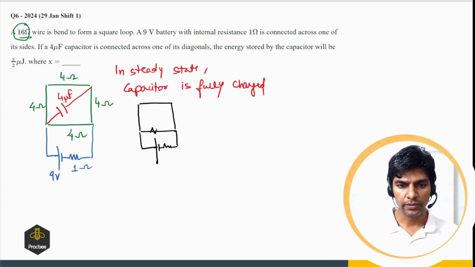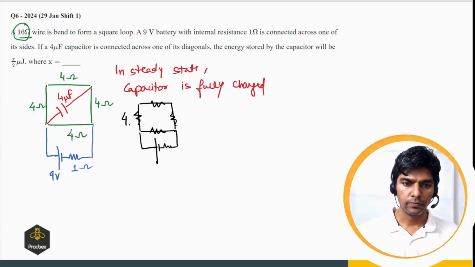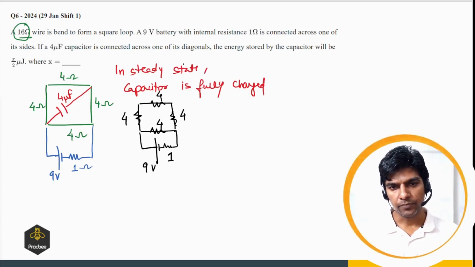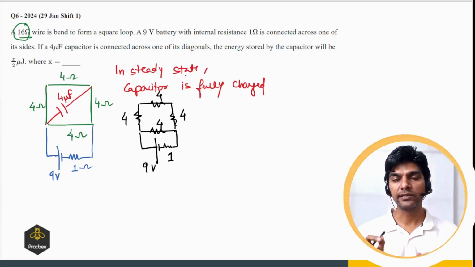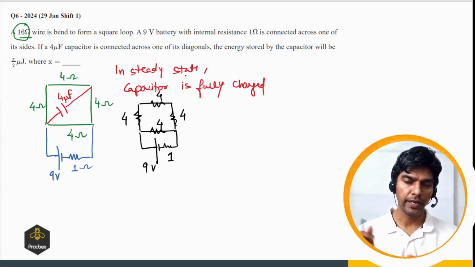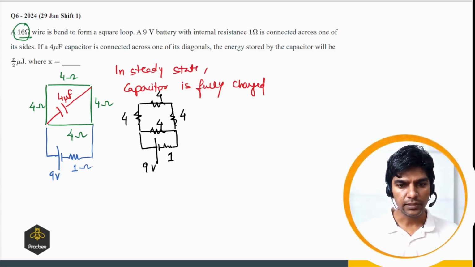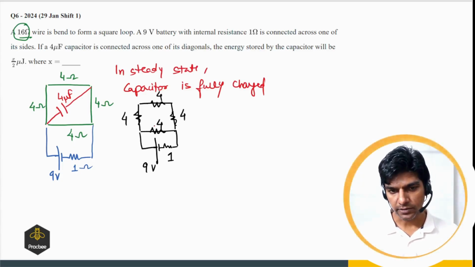Right? So this branch has a resistance of 4 ohms, here we have 4 ohms, and this is 1 ohm and this is a 9-volt battery. Now if you want to find the energy stored in the capacitor, we should know the potential drop across the ends of the capacitor. So what is the potential difference? For that we should know the current in each branch. So first let us find the current supplied by the battery in this case.